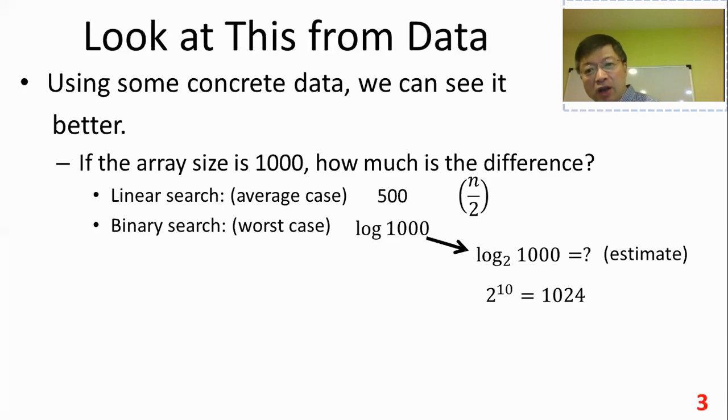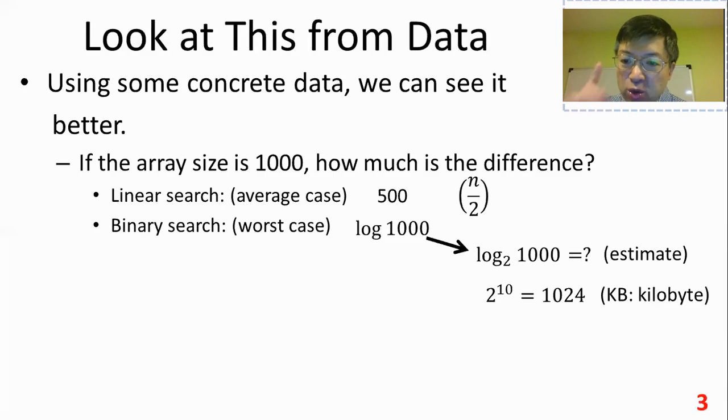We start here. You should know this simple fact: 2 to the 10th power equals 1,024. Do you know this? You should know this. Why? Because it corresponds to the kilobyte. So what is the kilobyte? 1 kilobyte equals 1,024 bytes. That number comes from this 2 to the 10th power. So we use that.